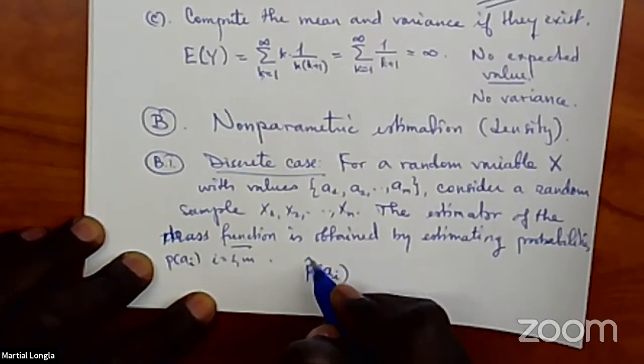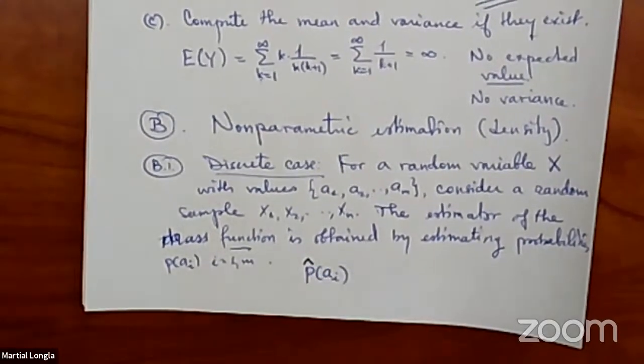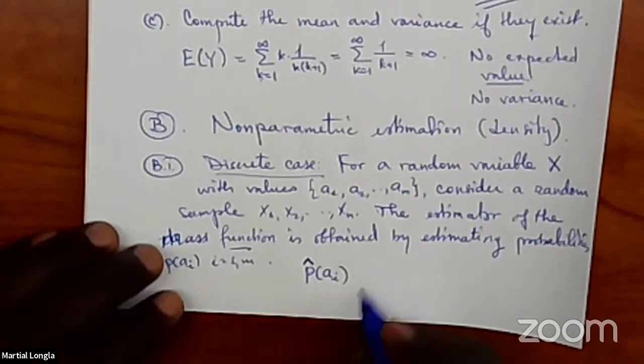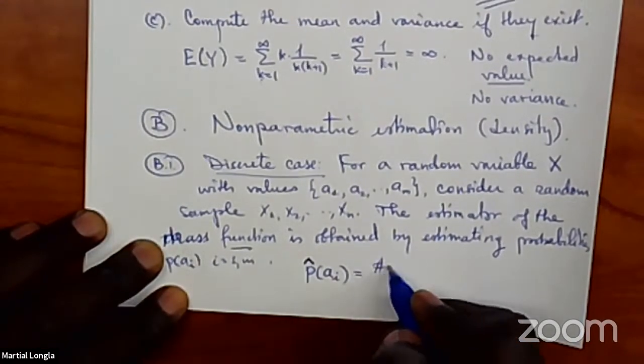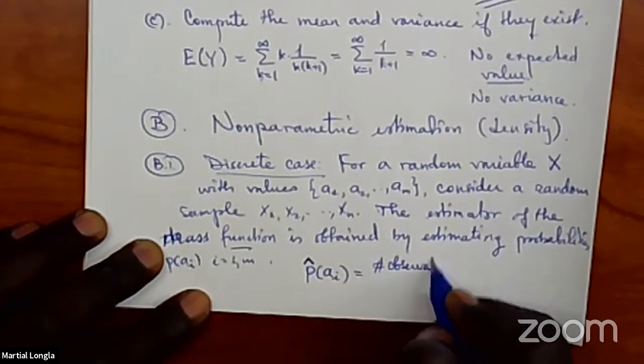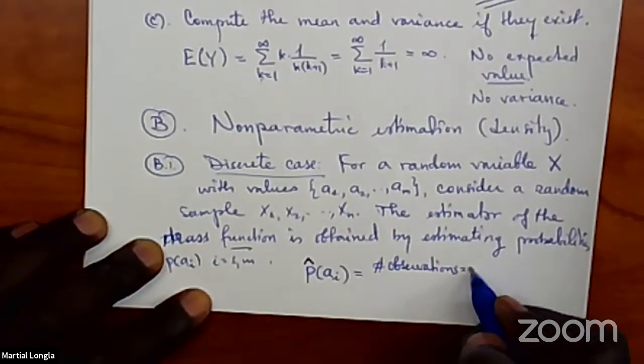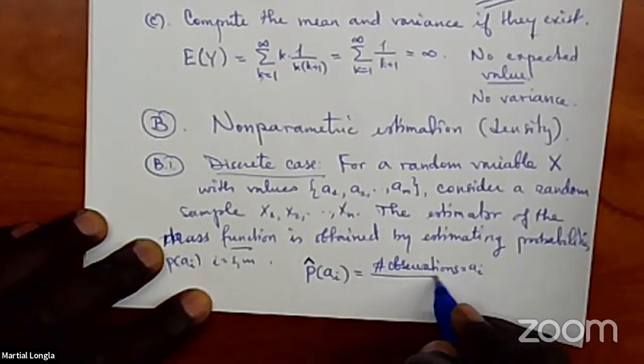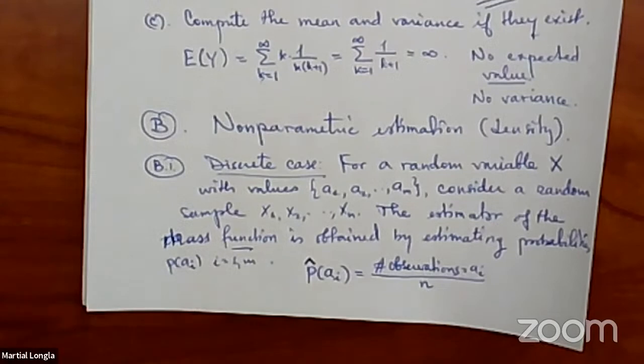that the estimator of the probability of each of the Ai's is equal to the number of observations that are equal to Ai divided by the total number of observations in the sample. Looks funny, obvious. The good news is when you take the expected value of this thing, you find out that it's an unbiased estimator of the probability of Ai.